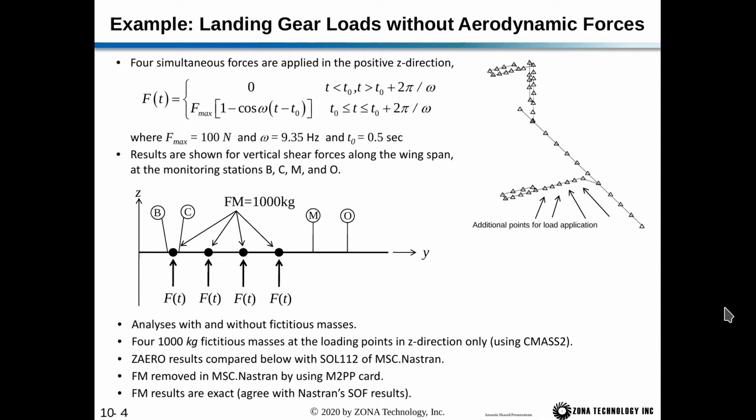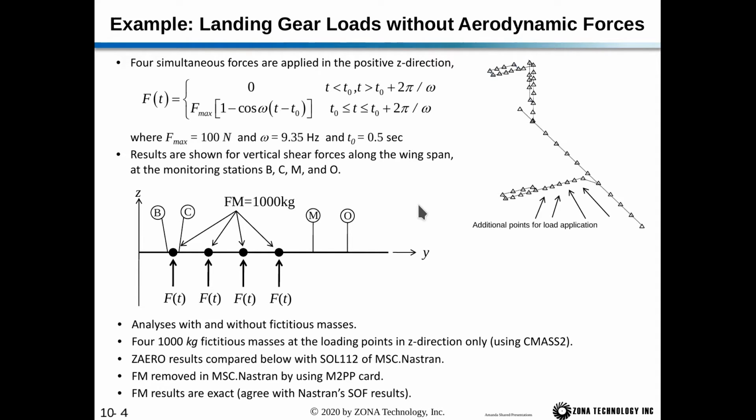So let's look at an example of landing gear loads without aerodynamic forces. This is from the MSC Nastran test cases. So we have 4 simultaneous forces applied in the positive z direction at these 4 locations. And the type of force is given here, so we have a 1 minus cosine force that's applied. F max is 100 newtons, omega is 9.35 hertz, and T naught is 0.5 seconds.